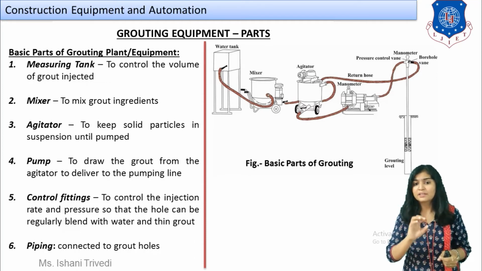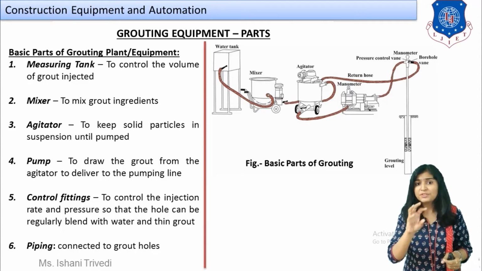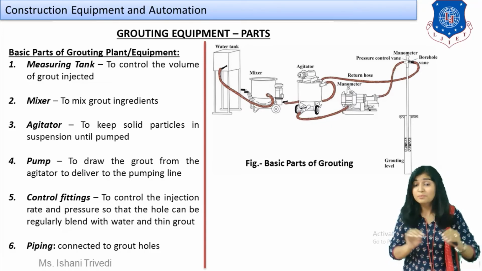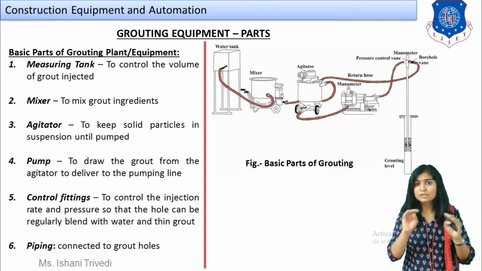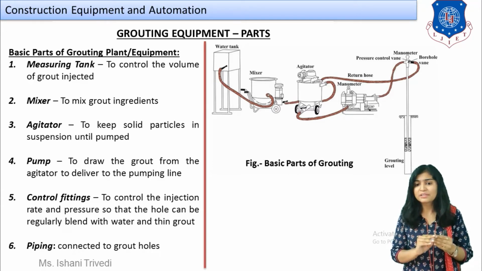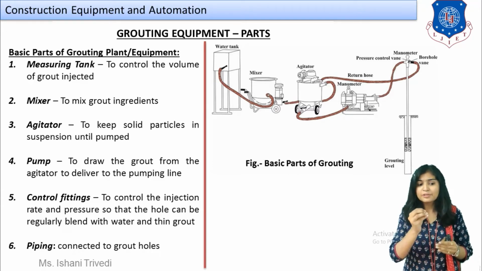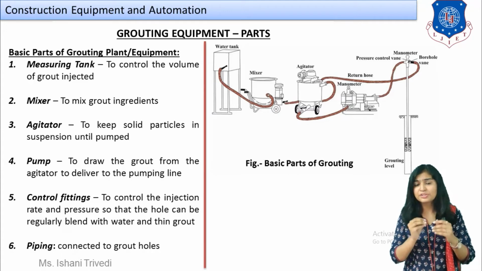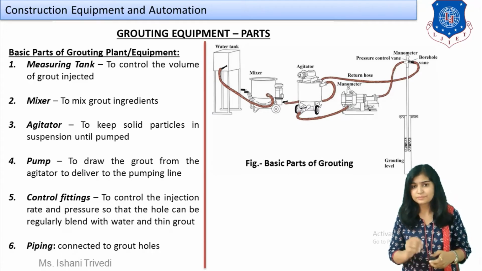So for that, the remaining part where you can see the manometer, you can see the pressure control valve, you can see the return hose, all together is the mechanism of the pump itself, and these are your control fittings. And the last you have is the piping. You can see the grouting level where it is written grouting level, and that is your last piping by which your grouting will be done.